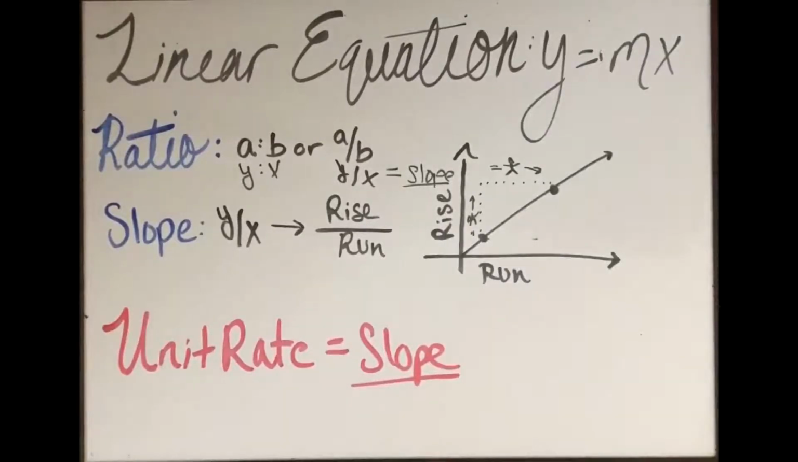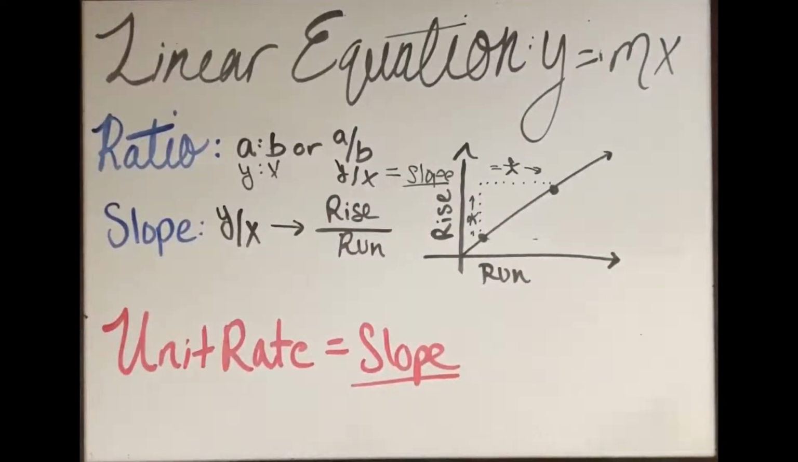Okay, so as we know from the last video, a linear equation can be written as y equals mx, right? So now we're going to introduce the idea of ratios. Ratios are just basically another way to define slope or to define your proportionality constant. And that's when you take two numbers or two variables, a, and you compare them to the other variable, b, or y compared to x.